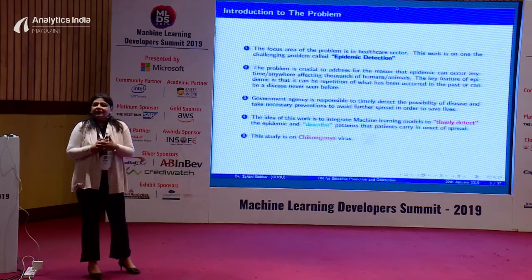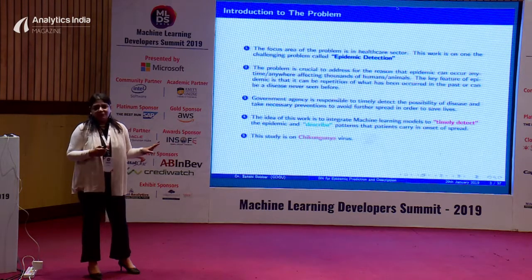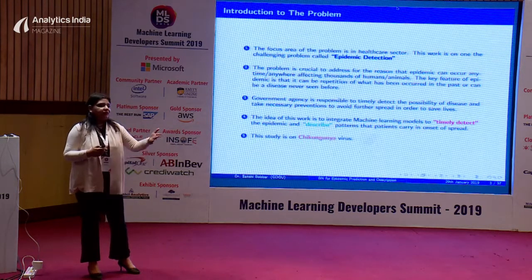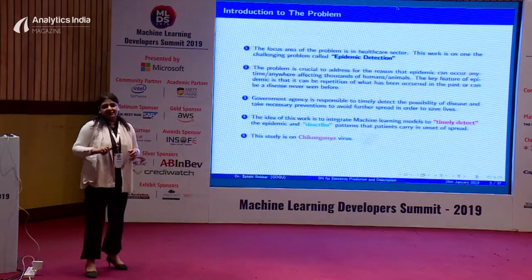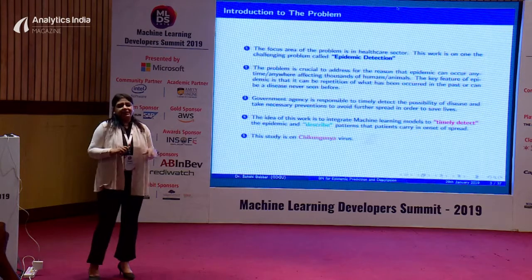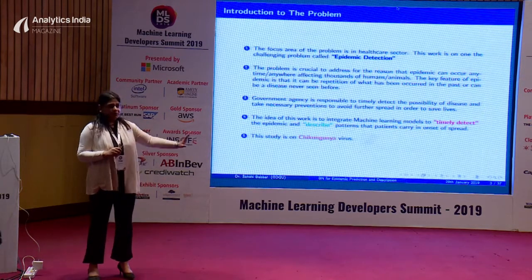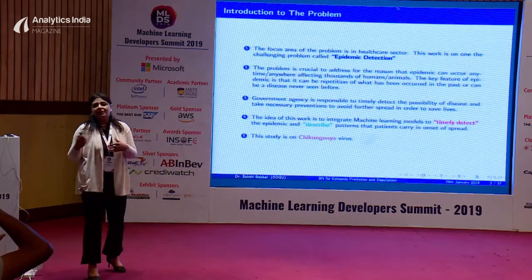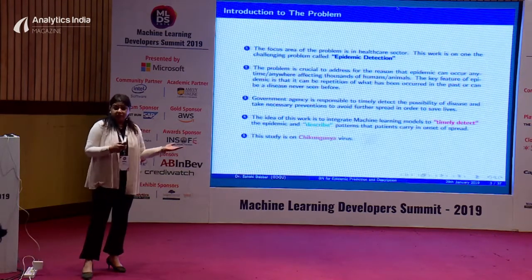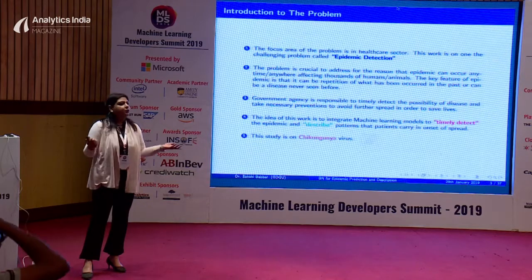And the model that I'm going to use here is for the chikungunya virus. We all know that chikungunya happens every year and thousands of people are affected by this particular virus. But as I said, this proposed model can be extended to more or less any epidemic that we have seen in the past, or probably to something which we don't know.